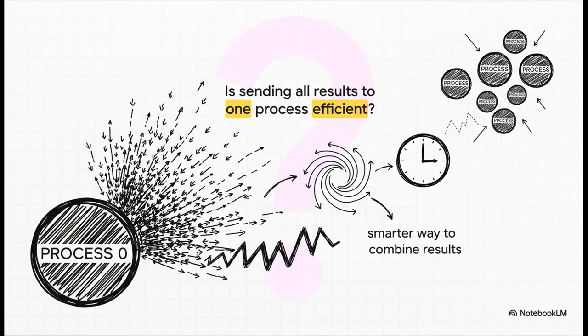I mean, really think about this for a second. If you have 1,000 processes, or 10,000, process 0 is going to be sitting there for ages just waiting to receive thousands of individual messages while all the other processes are finished and just twiddling their thumbs. That doesn't really feel very parallel, does it? There has to be a smarter way to add up all those results.